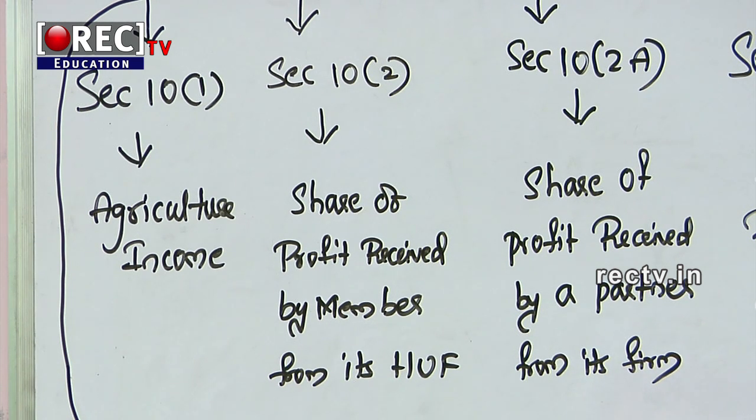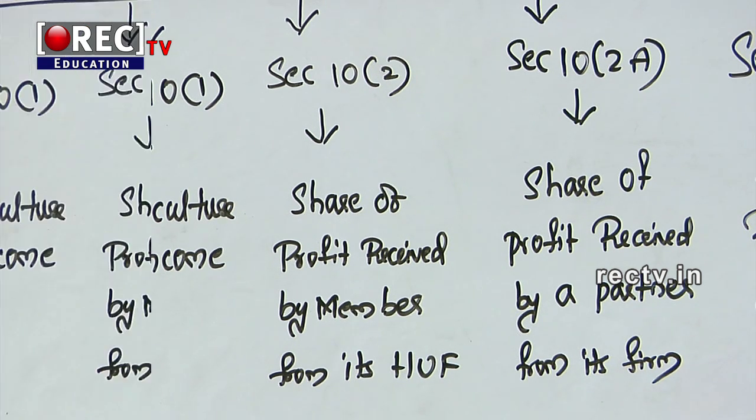Next, section 10 subsection 2. It deals with share of profit received by a member from its HUF. If a member of HUF receives his share of profit from the HUF, such receipt of profit is exempt in the hands of the member, because the tax is already paid by the HUF, so it is exempt for its members.